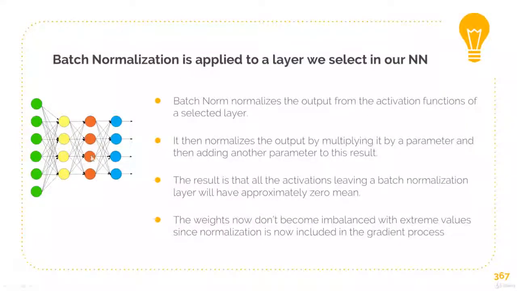So batch norm is applied to a layer here. If we apply batch norm to this layer, it normalizes the output from the activation functions of this layer. It does this by multiplying it by a parameter and then adding another parameter to the result. The result is that all the activations leaving a batch normalization layer will have approximately 0 mean, which is good. The weights now don't become imbalanced with extreme values, since normalization is now included in the gradient process.